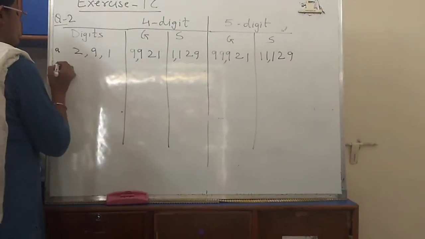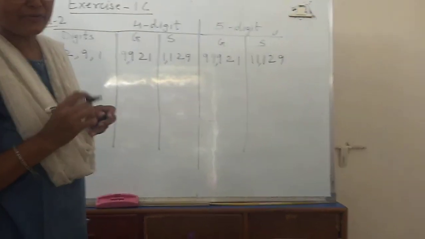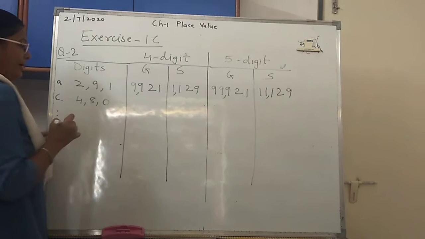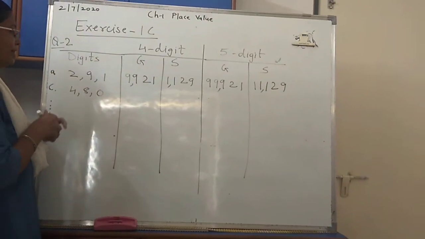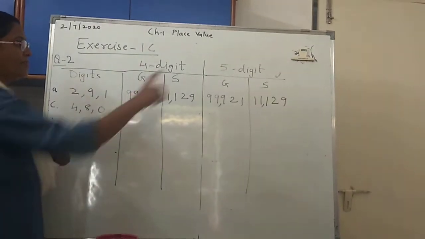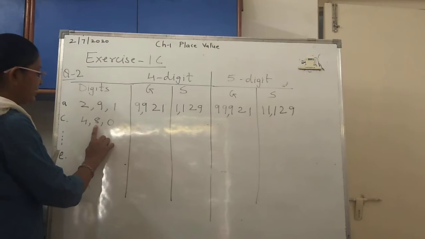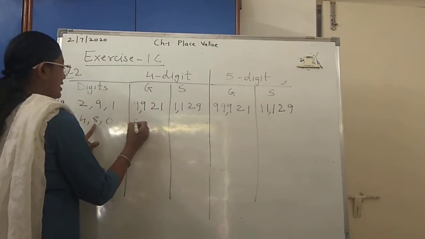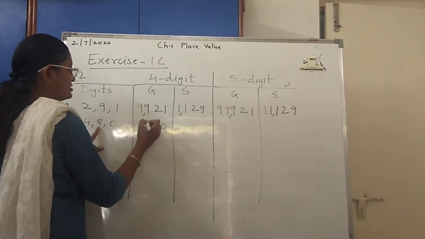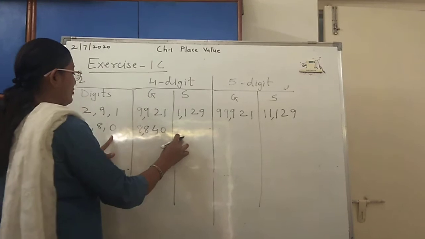Now we'll go with number C. Instead of B here I will show you number C because 0 is given in that. Number C is 4, 8 and 0. You have to build a 4-digit number and a 5-digit number. In the greatest number, we have to repeat the greater digit, that is 8. So 8840, right?